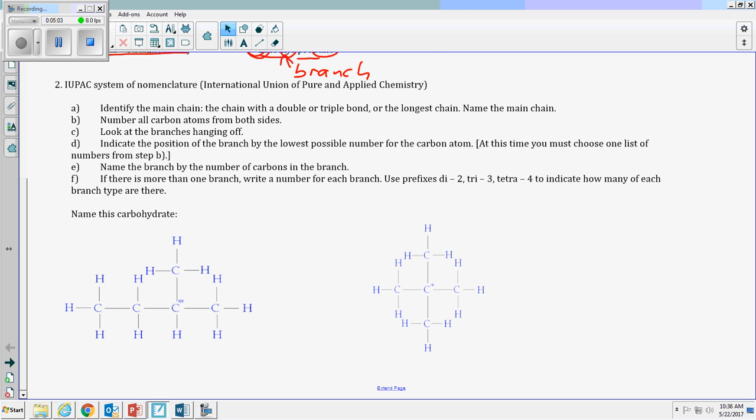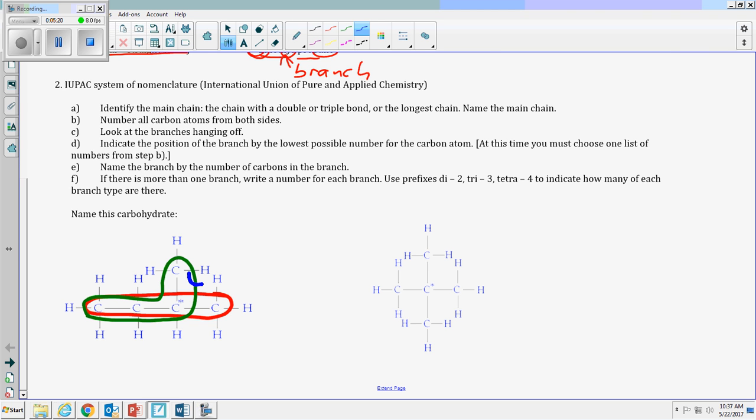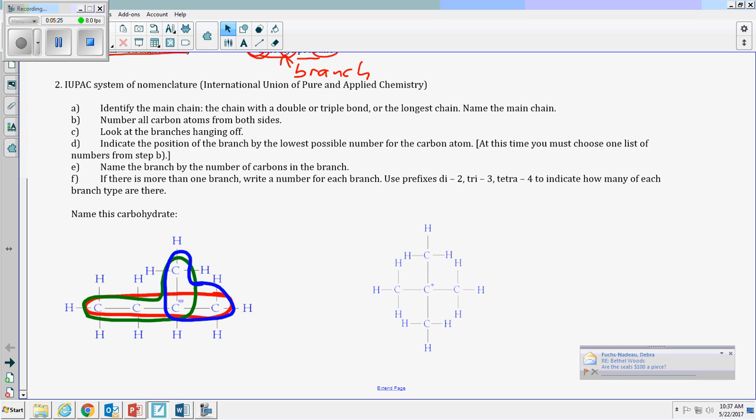So in the example below, here in the first example, we have a continuous carbon chain of 4 carbons across. We also have a continuous carbon chain if you go this way, and we have another continuous carbon chain if you go this way. Now, out of those, the red and the green one both consist of 4 carbons. So we can choose either one of those as the main chain. The blue one only has 3 carbons, so that cannot be the main chain.